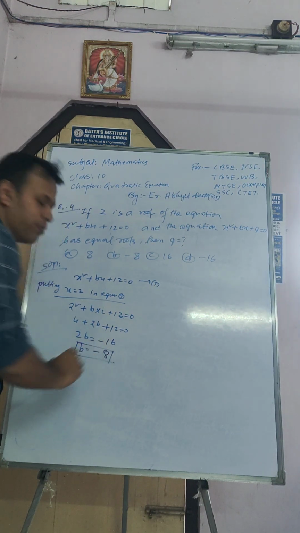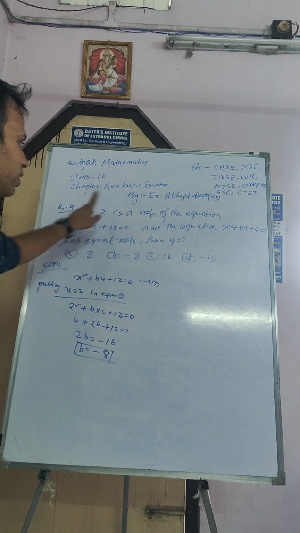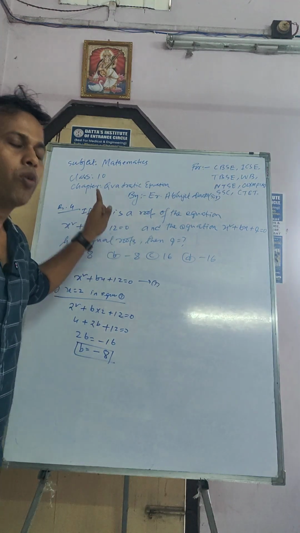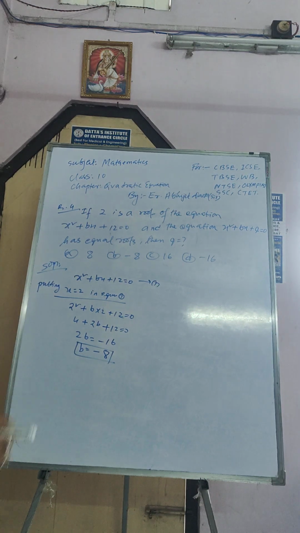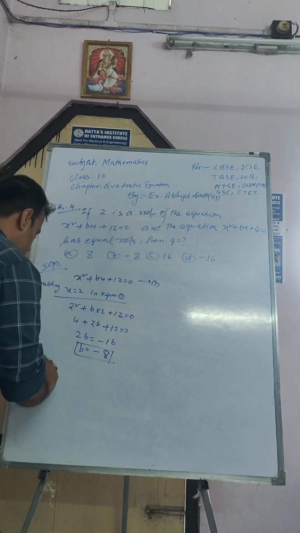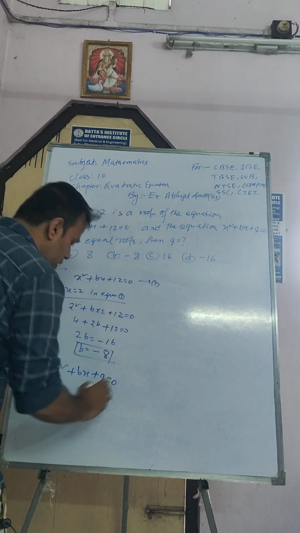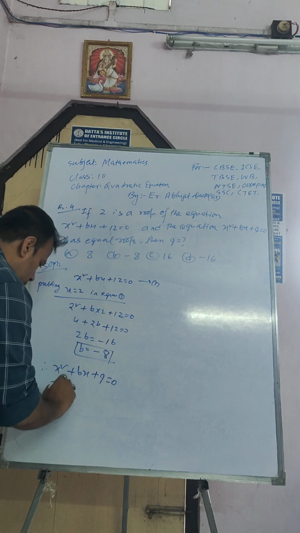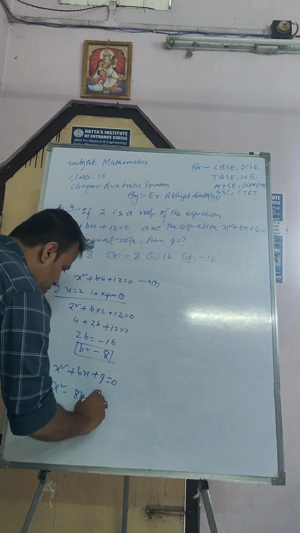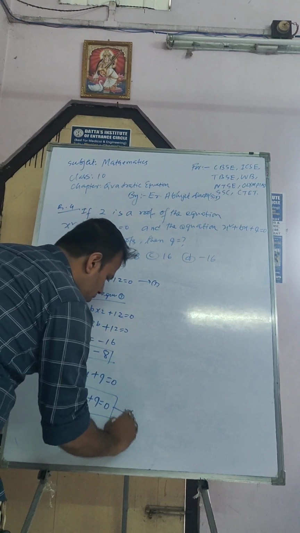So we find the value of b. How? Since 2 is a root of the equation, this 2 will satisfy the equation. From that condition we find out the value of b. Now take the other equation, x square plus bx plus q equal to 0. Here I can put the value of b. So x square minus 8x plus q equal to 0. This is the second quadratic equation.